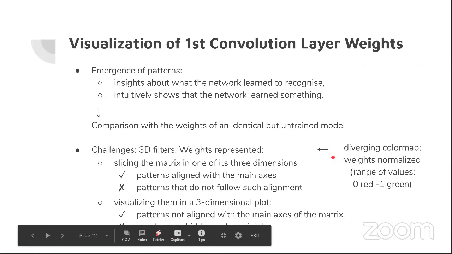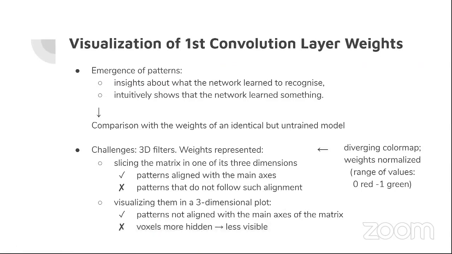Hello everybody. We visualized the first convolution layer weights. Why? Because once we have a model, the emergence of patterns inside the weights can give us insight into what the network learned to recognize, and it can also intuitively show that the network actually learned something. To do so, we compared the weights of a trained network with the weights of an identical but untrained model that thus has random weights.